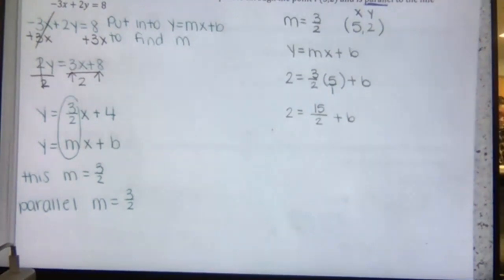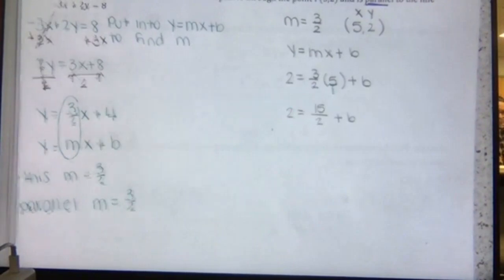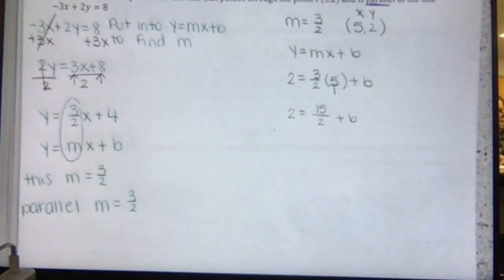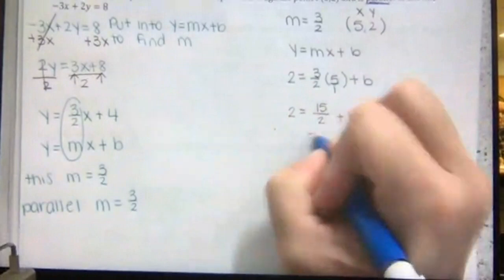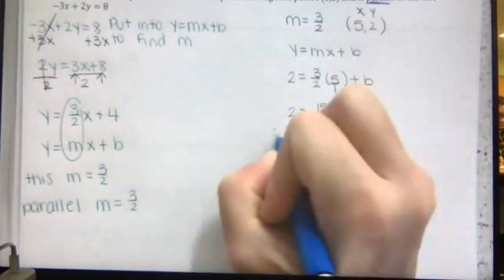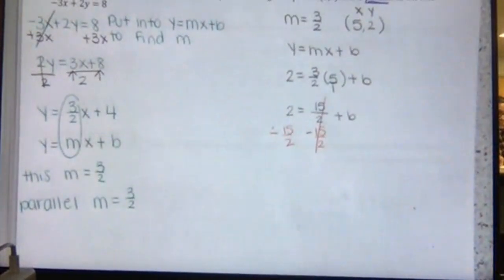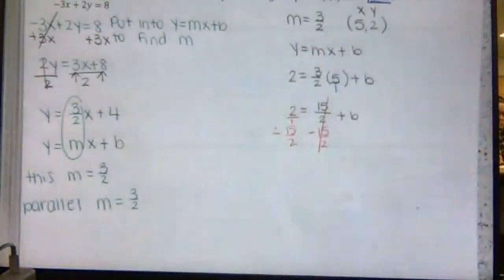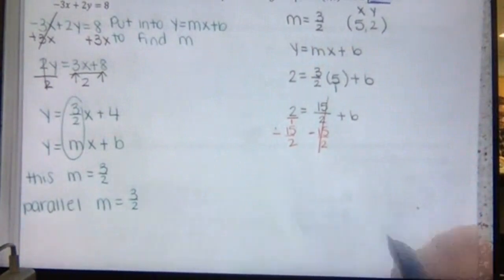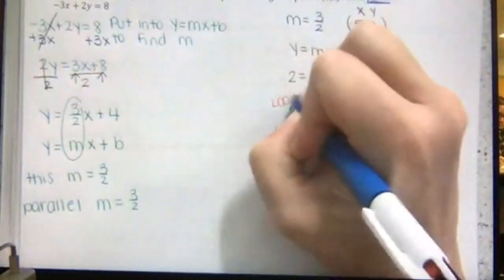So last but not least, let's get b by itself. So let's move that 15 over 2 to the other side. So let's subtract 15 over 2 from both sides. That way those cancel. So if we have 2 minus 15 over 2, they're not like terms. I have to get an LCD. So if I have 2 over 1 and 15 over 2, what should our LCD be? 2. Thank you.